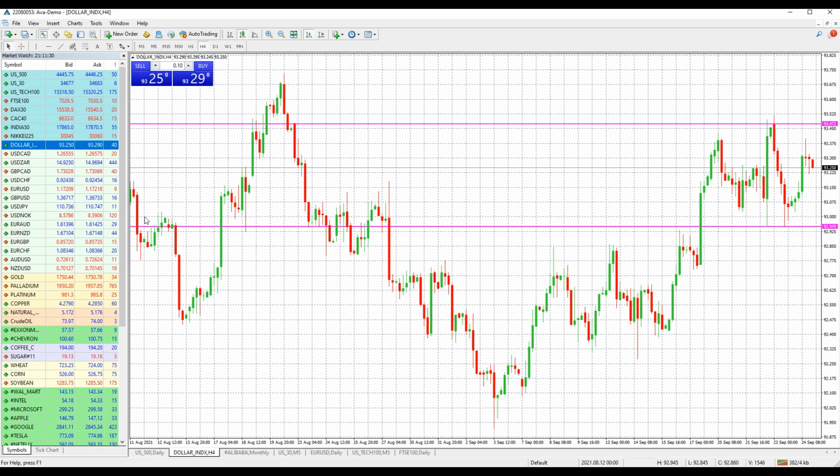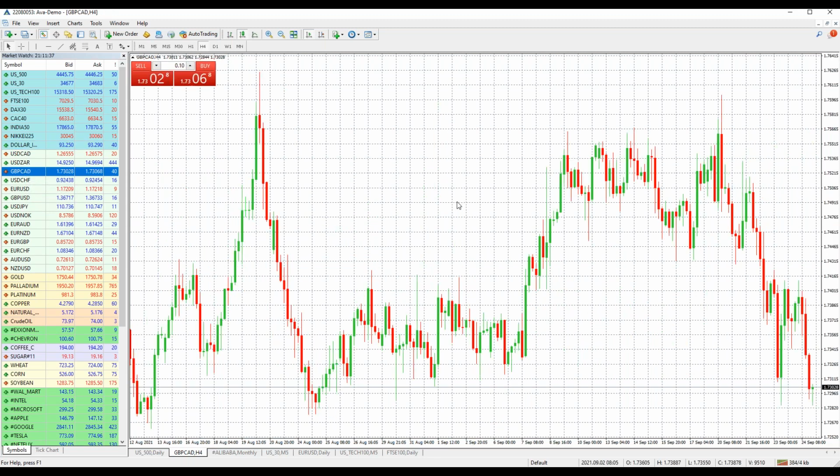So let's take a look at some currencies. And something that I want to bring to your attention, it's very interesting.